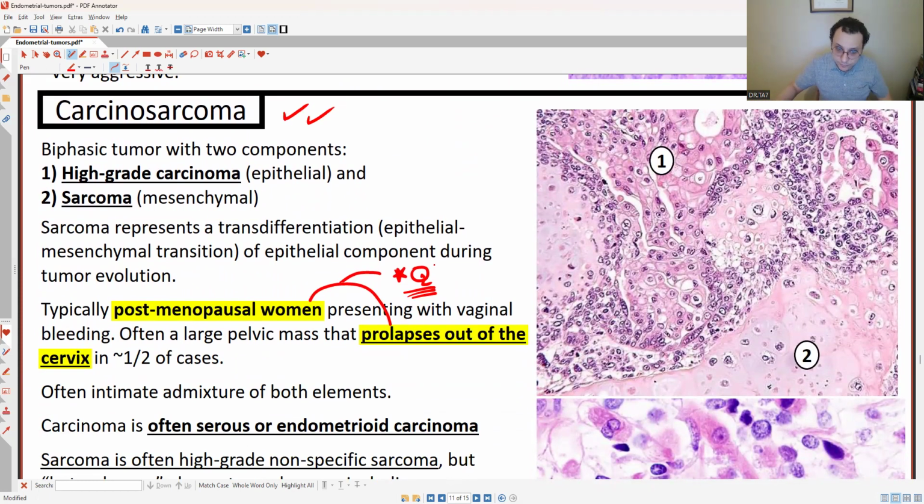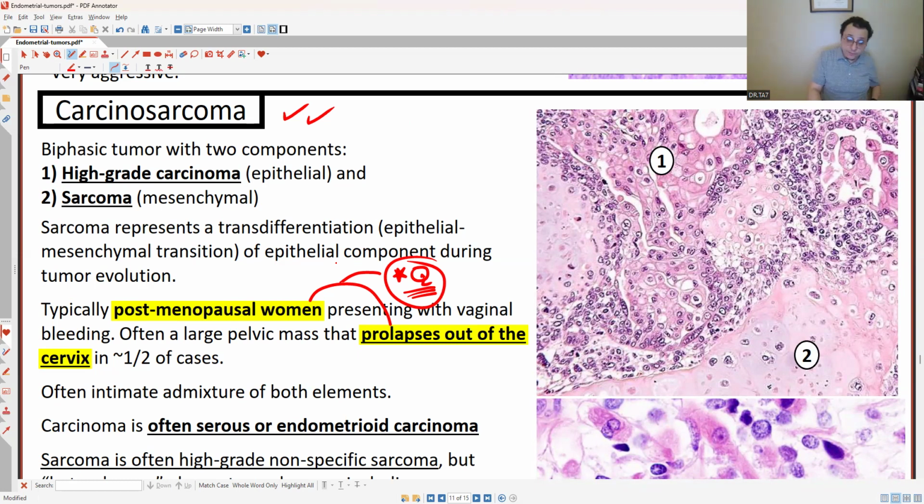Carcinosarcoma is common. You need to know that. They ask in one of the Q banks about the history. They give you a microscopic picture which has the two components, the carcinoma component and the sarcoma component, carcinosarcoma. And then they ask which one of the following histories applies to the patient having this condition. And then they give in one of the choices a postmenopausal woman with a pelvic mass prolapsing out from the cervix. This is usually the classic.